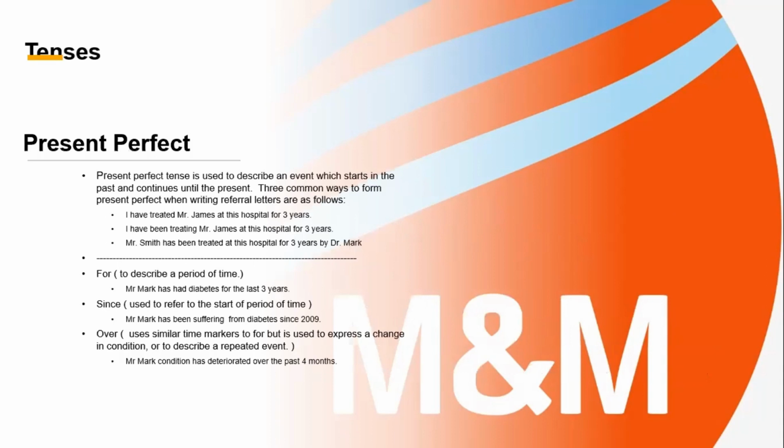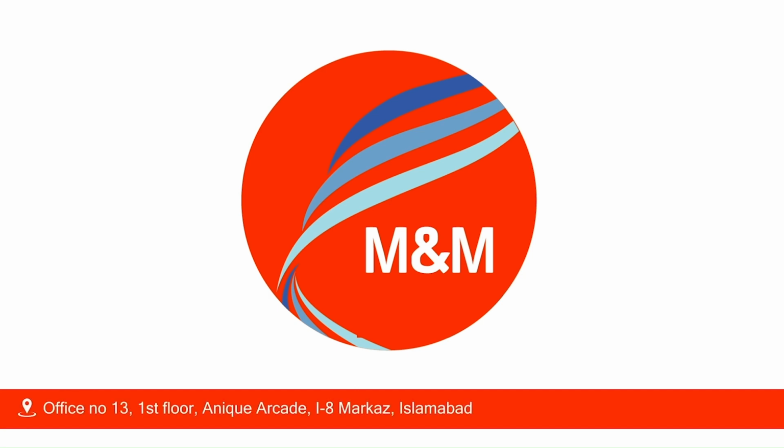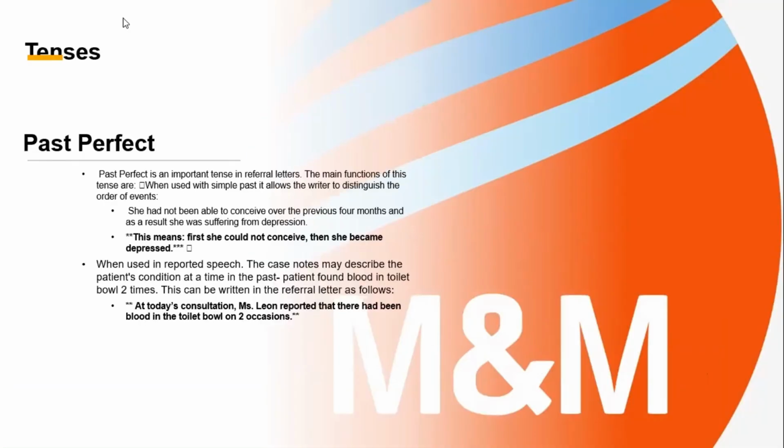Anyhow, then we discussed the present perfect tense. There are some rules for the use of since, for, and ever. We have also discussed the rules of past perfect tense and then articles, right? So I hope it's clear to you till now.